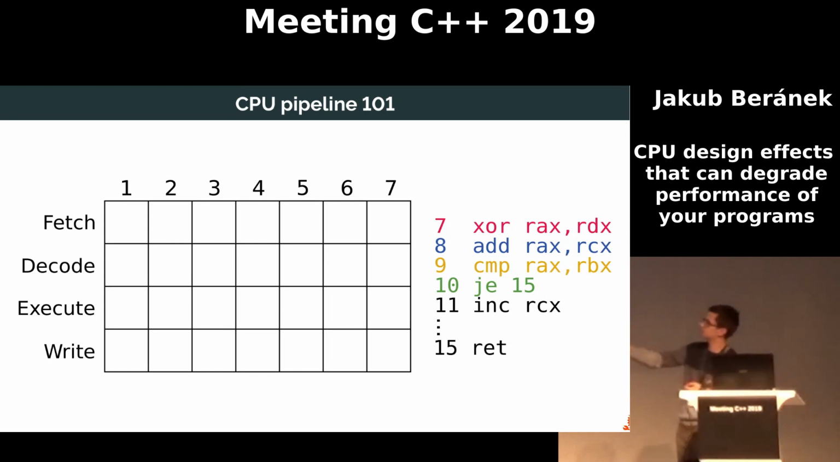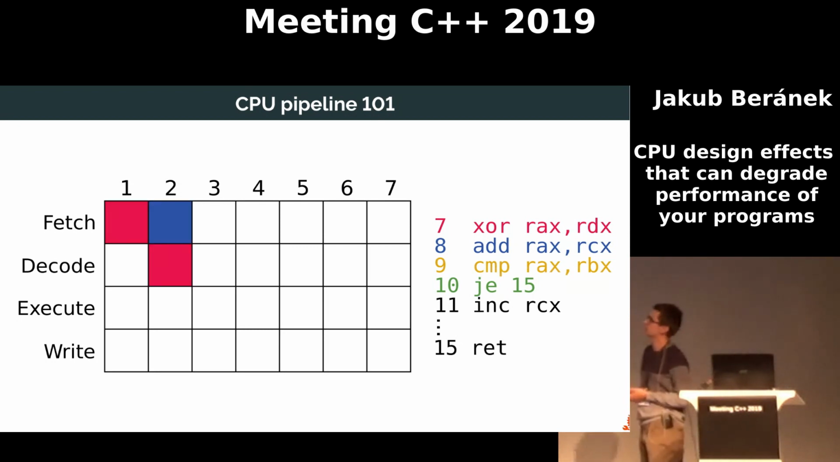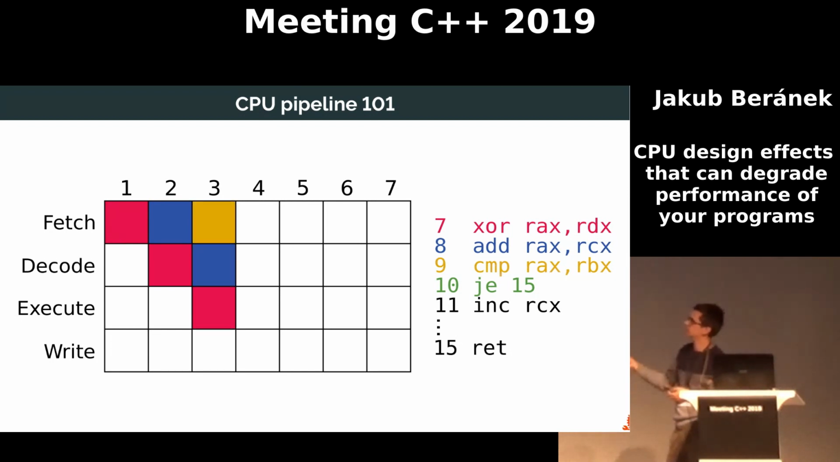Here we have 4 steps: fetch an instruction, decode it, execute, and write back to memory. And the columns are individual clock cycles. On the right, I have some assembly, but it's not important if you don't understand it. We just need to look at this conditional jump. So at cycle 1, we fetch the first instruction. At clock cycle 2, we decode the first and fetch the second. At cycle 3, we decode the second, execute the first, and fetch the third, and so on and so forth.